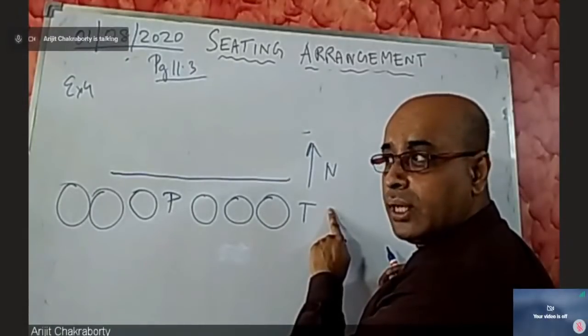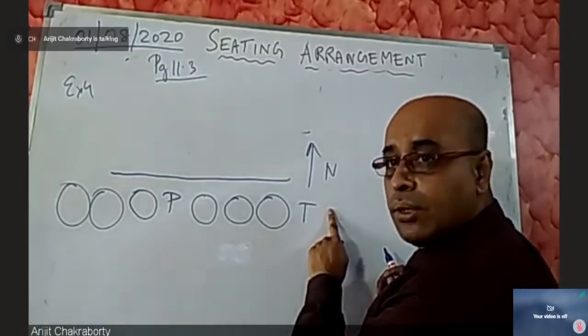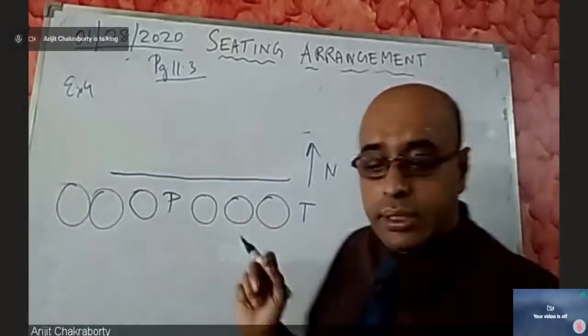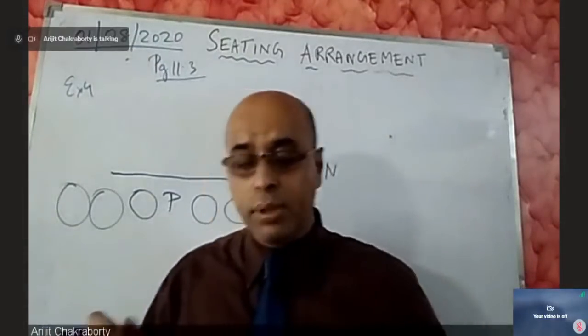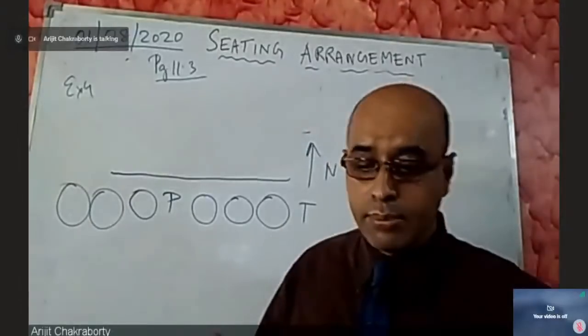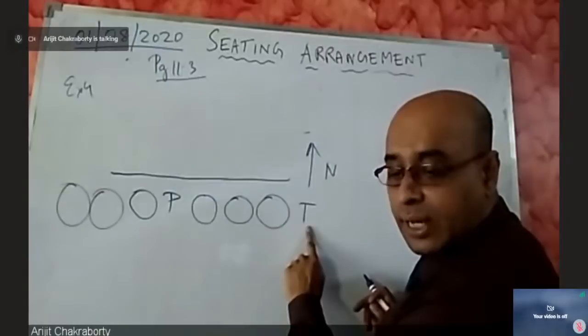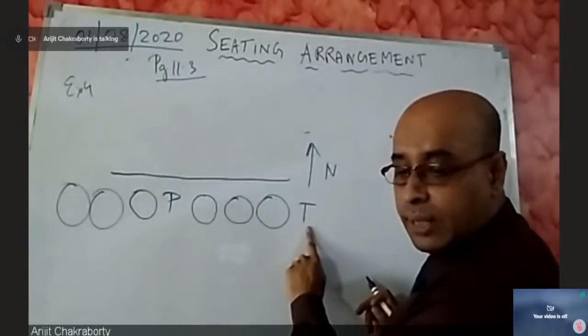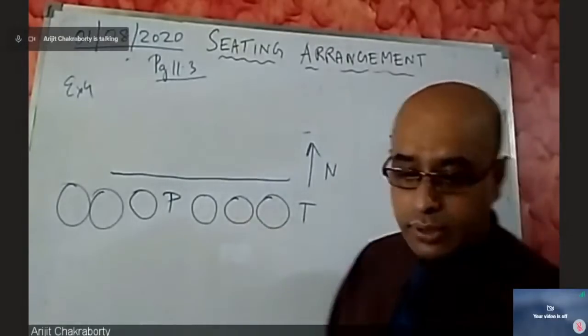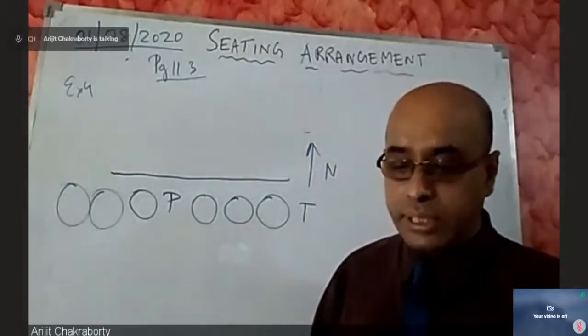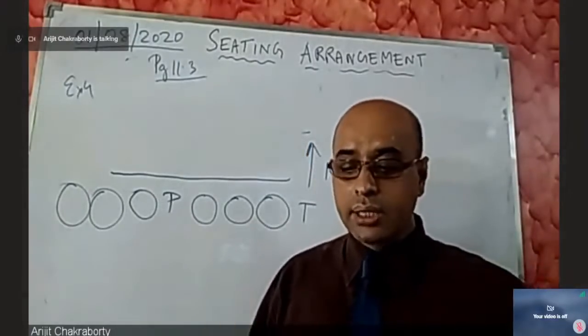Okay, we don't have any other seat here. So if it is given that U is the neighbor of T and R is the neighbor of Q, let us first focus on T. It is given that U is the neighbor of T. U is the neighbor of T and R is the neighbor of Q.